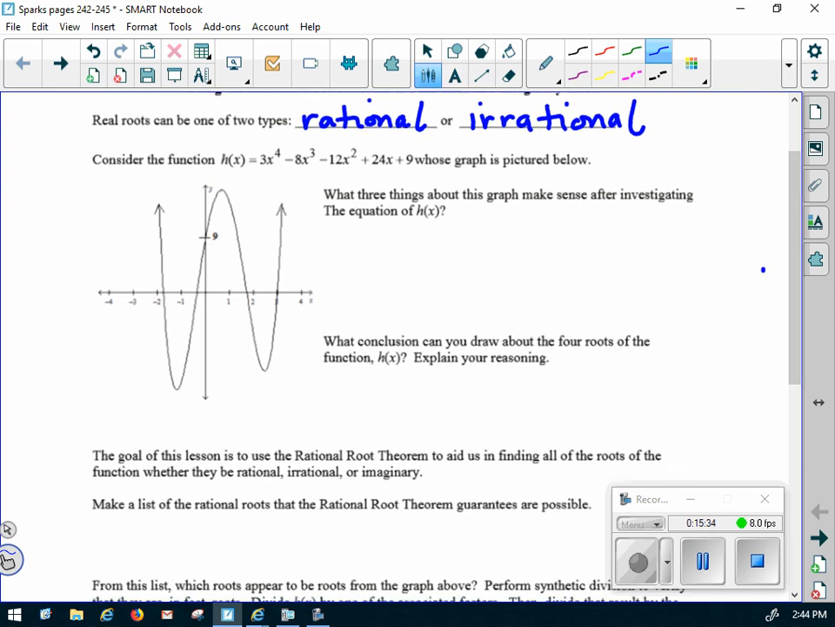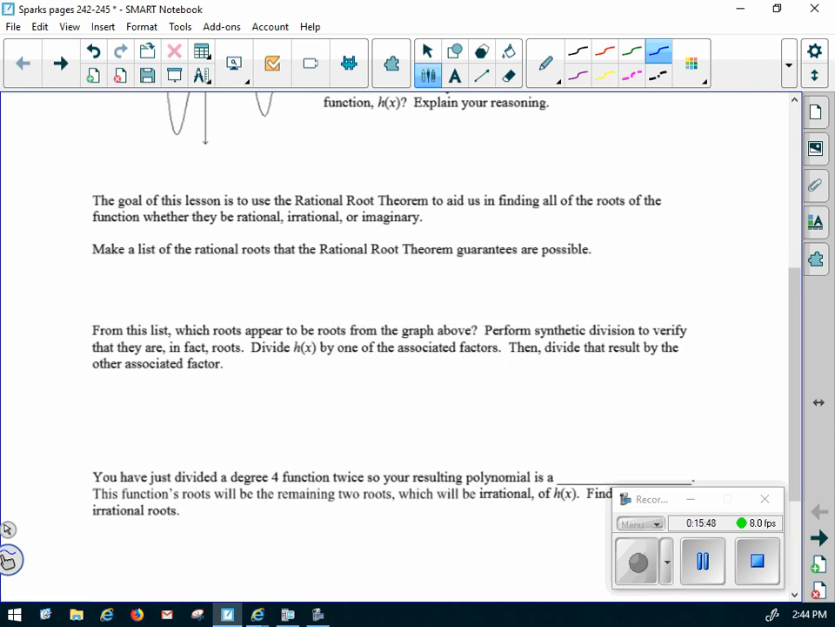What could your numerator possibly be? Where does the numerator come from? The factors of 9. So plus or minus 1, plus or minus 3, plus or minus 9, all over.